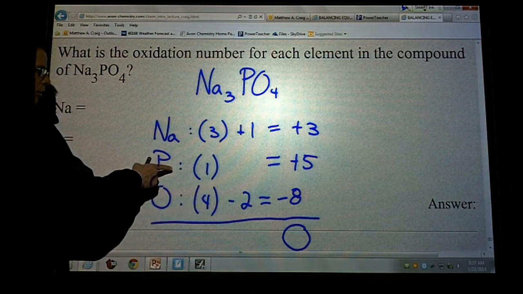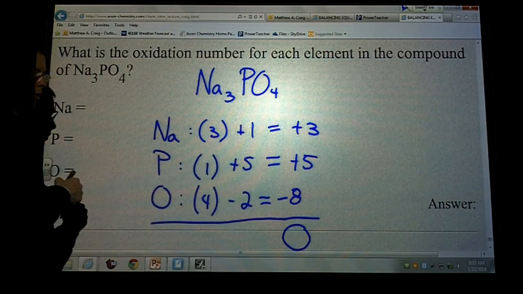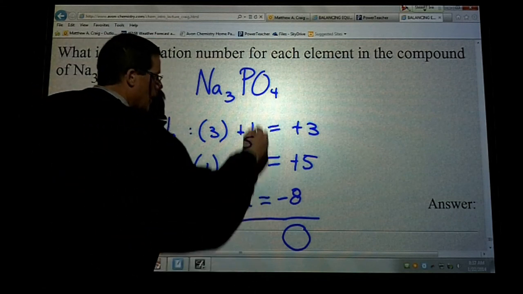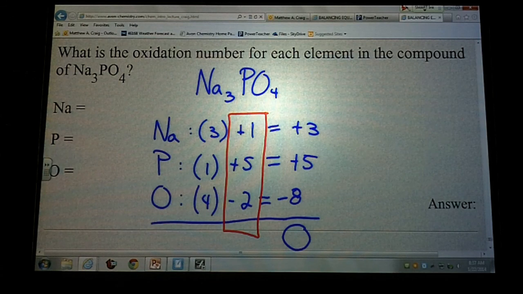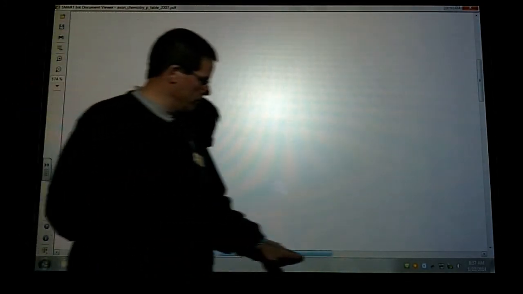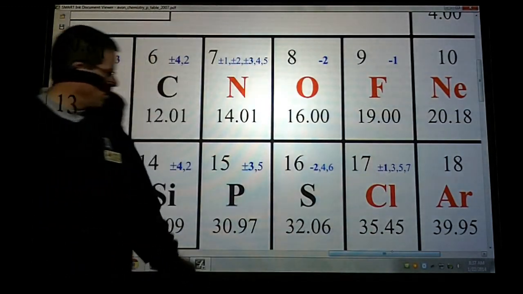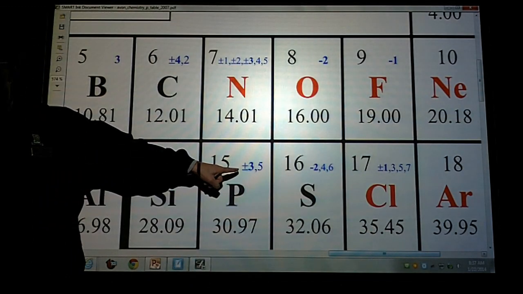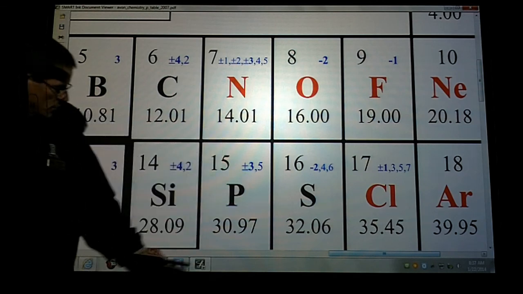And how many phosphorus do we have? 1. So that means all these phosphorus exhibit a +5 charge. Here are your oxidation numbers. Now let's check. We know that sodium has a +1, oxygen has a -2. Does phosphorus have a +5? Phosphorus, there you are. Plus or minus 3 and a plus 5. That's good.